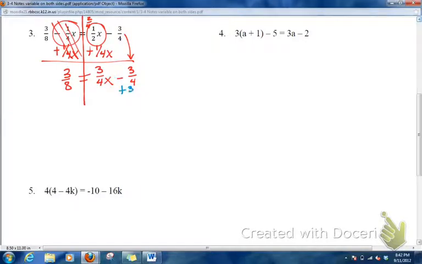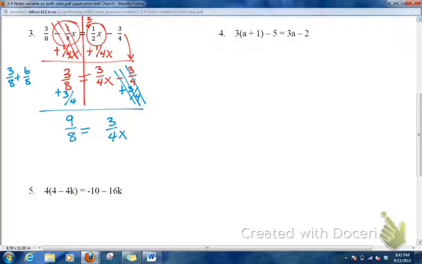I'm going to first add 3/4 to both sides, and once again we have fraction work to do here. On the right hand side, the negative 3/4 and positive 3/4 cancel, that's fine. On the left side I have 3/8 plus 3/4, so I'm going to think of that as 3/8 plus 6/8, so I have 9/8. I'm going to go ahead and leave that as an improper fraction because I have 9/8 equals 3/4 x, and I know to solve for x now I need to multiply by the reciprocal.